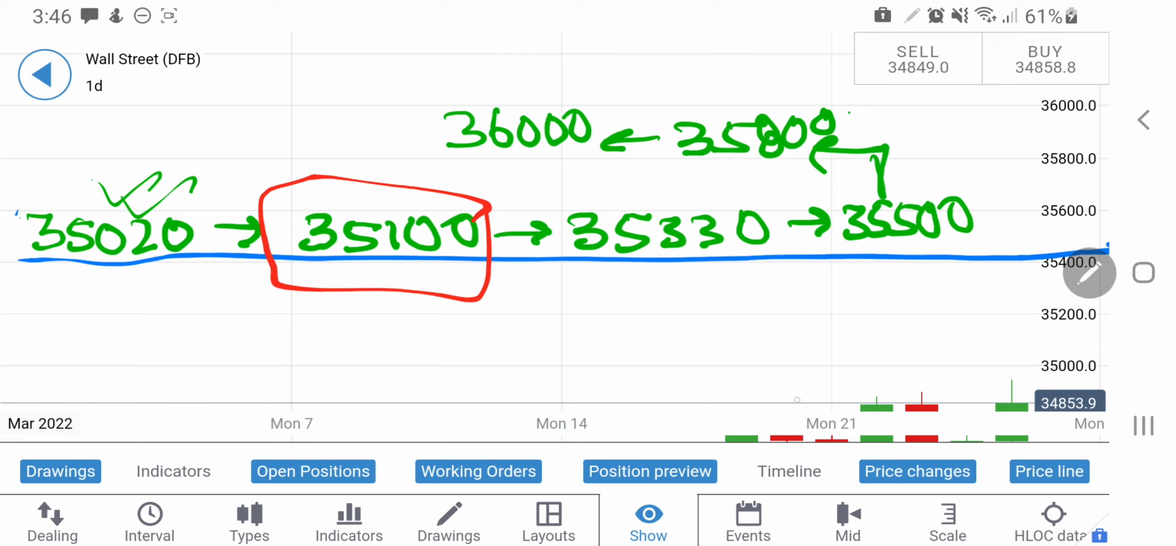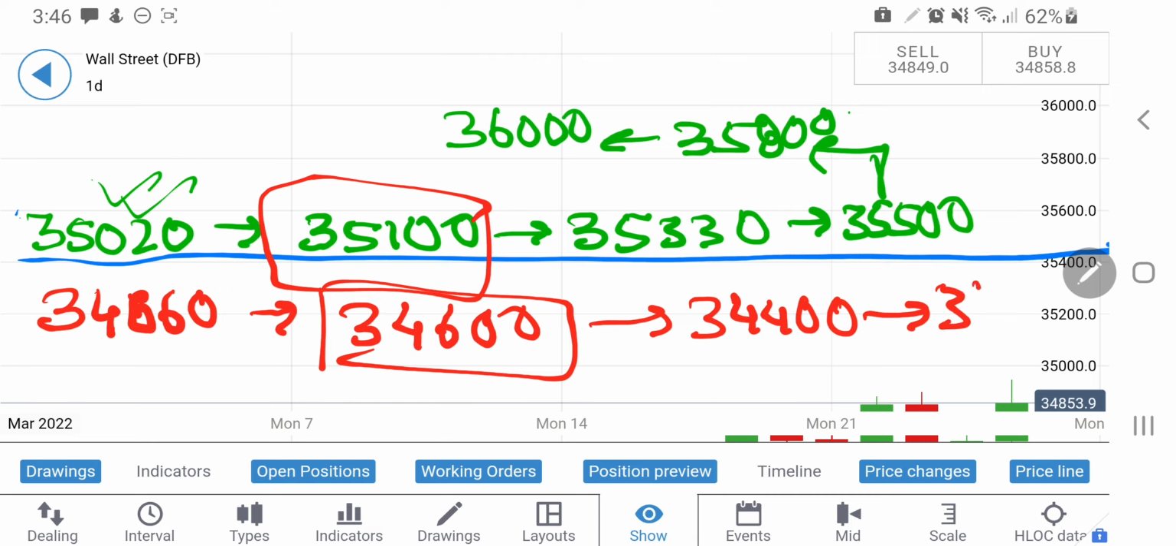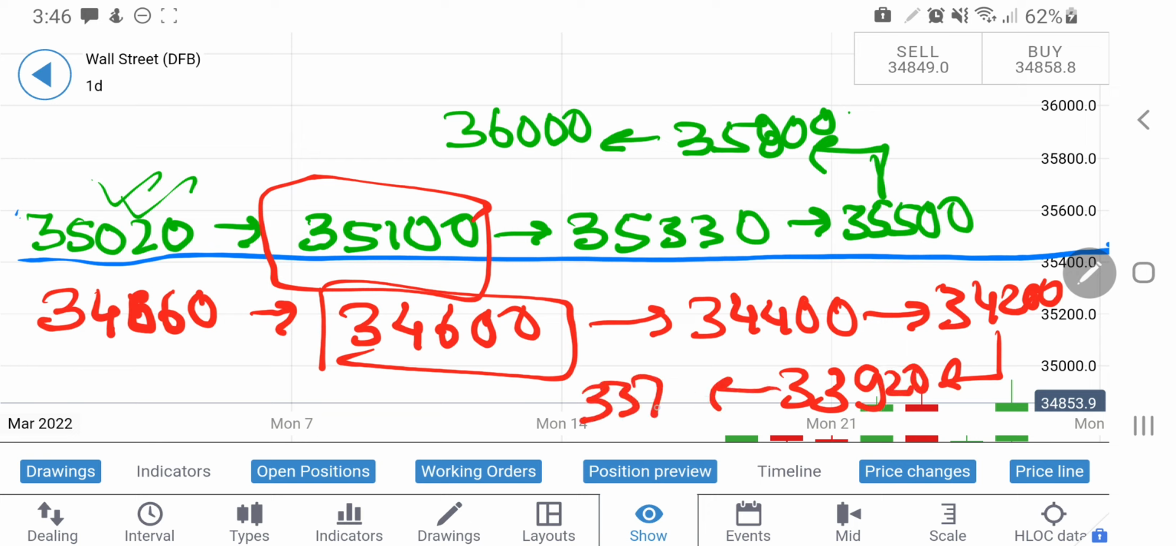On the downside, see there is a strong support coming into the picture at 34,660. If it breaks 34,660, then 34,600. Breaking 34,600, I will be turning bearish on US30, and then the next targets are 34,400, 34,200, 33,920, 33,700. It can come down till 33,700 and 33,500. This is going to be very strong support at the 33,500, 700 zone. So take your positions accordingly.